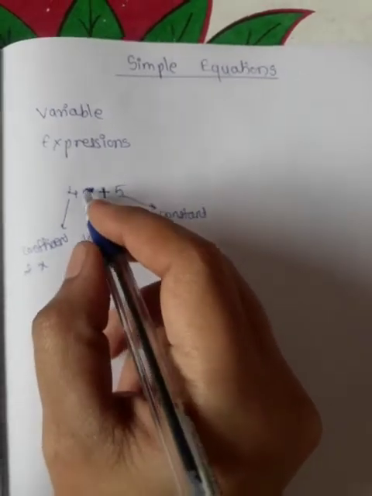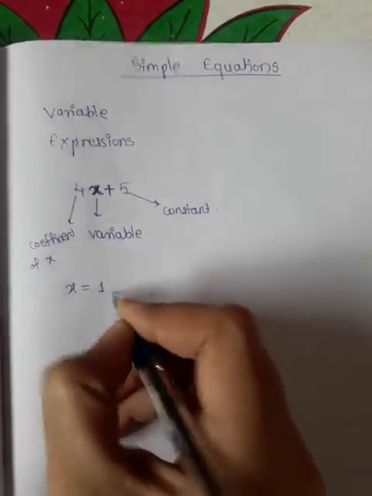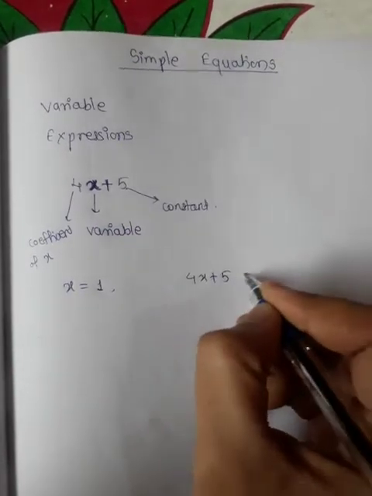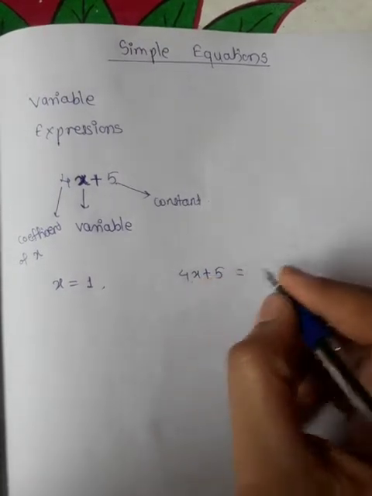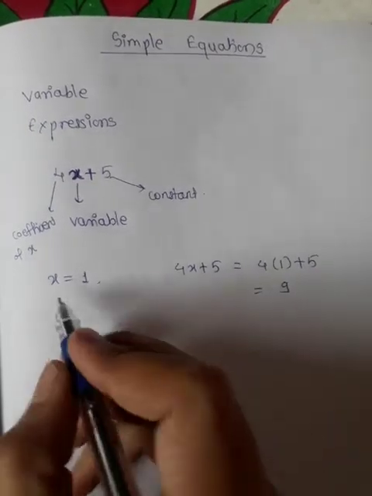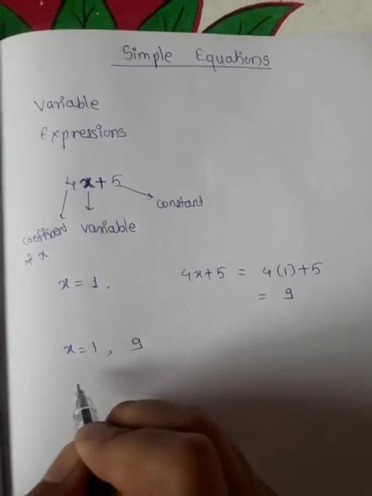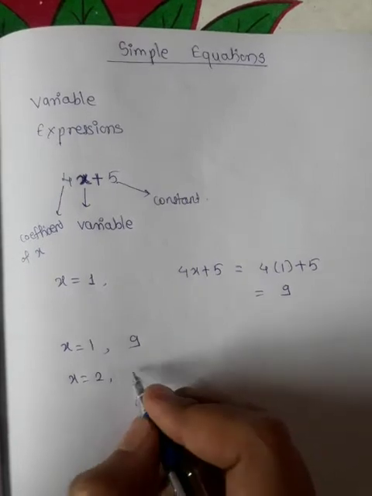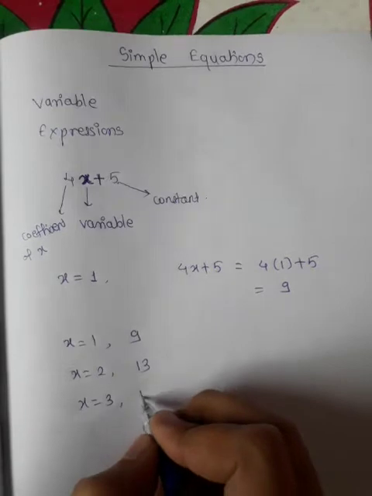So x is the variable. Why do we call it a variable? Because see, if we put the value of x equal to 1, then what is the value of the expression 4x plus 5? Value of this expression is 4 into 1 plus 5, that is equal to 9. If we put x equal to 2, then the value of the expression is 13. If we put x equal to 3, the value of the expression is 17.